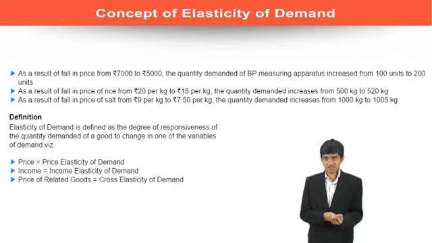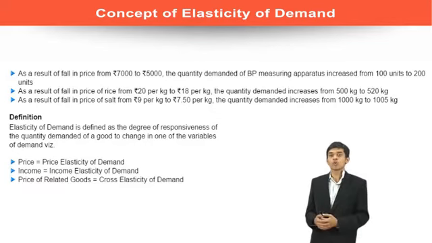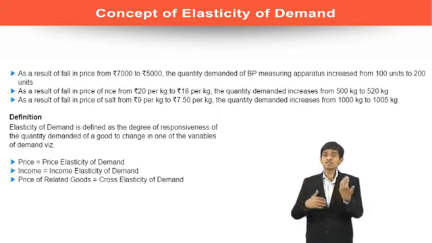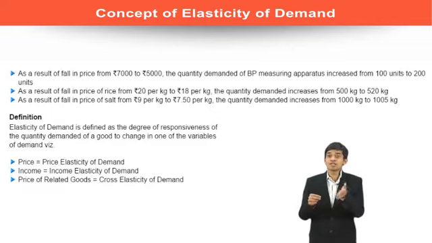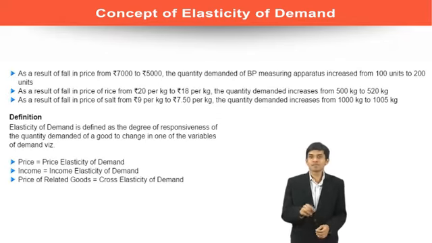Say in the first case, there was an increase from 100 to 200 units, an increase of 100. In the second case, an increase of only 20 units. In the third case, an increase of only 5 kg. So there are varying proportions. We will be trying to develop measures for measuring these proportions, this magnitude, using the concept of elasticity of demand.